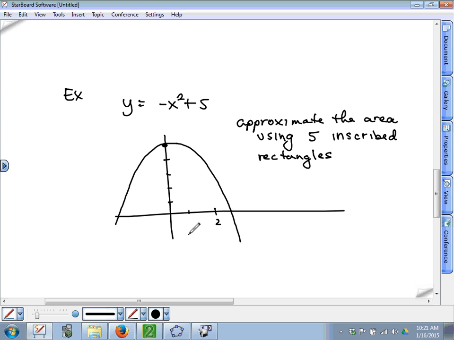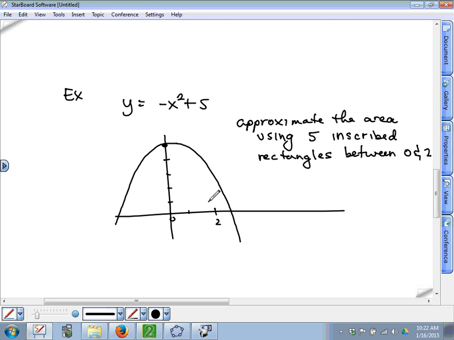There's a couple of tough questions I'm going to ask you guys. Approximate the area using 5 inscribed rectangles between 0 and 2. Splitting up this interval 0 to 2 into 5 rectangles, we need to know the width of each rectangle. So let me ask that again. We have a distance from 0 to 2, but we need to split that up into 5 rectangles. So you need to think here for a second. If there's 5 rectangles between 0 and 2, what's the width of each of them?